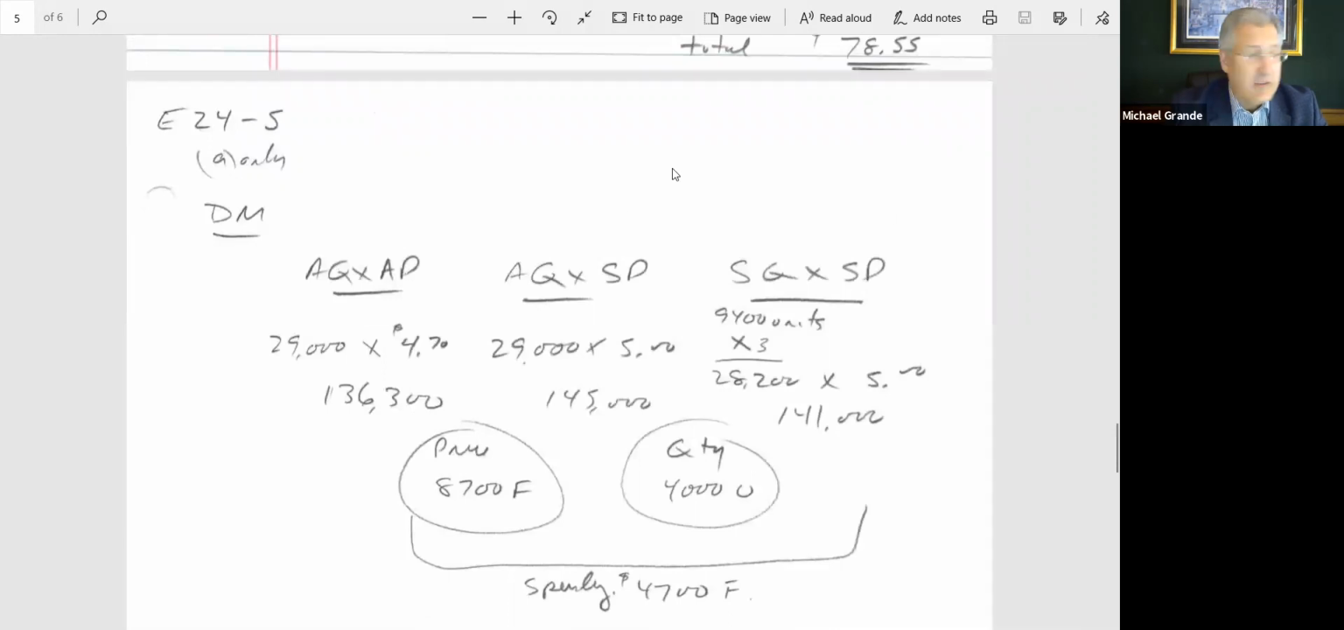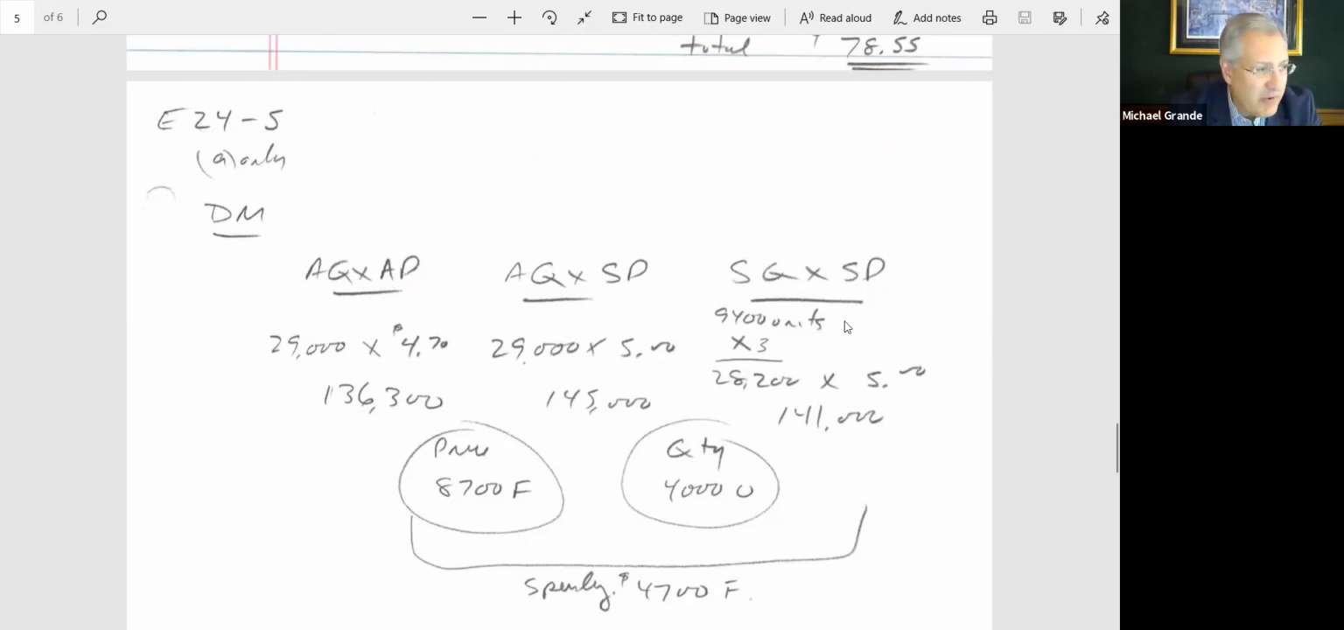Again, you've got 3 headings here. On the far left, you have the actual quantity times actual price. On the far right, you have the standard quantity times standard price. And in the middle, we have this other number that allows us to calculate the price and the quantity variances. Let's work with the standard first.